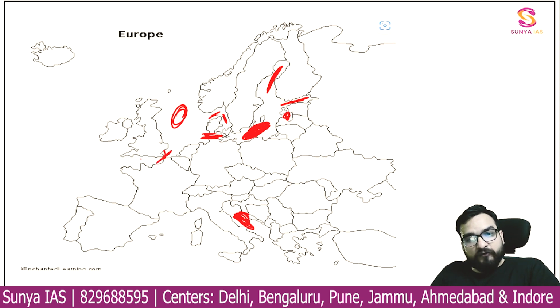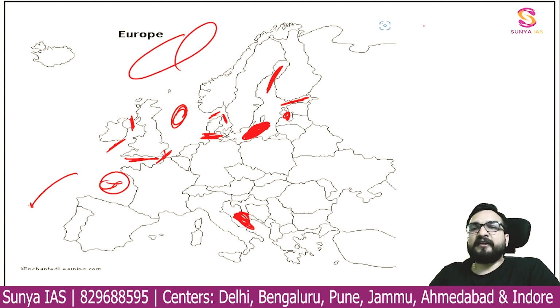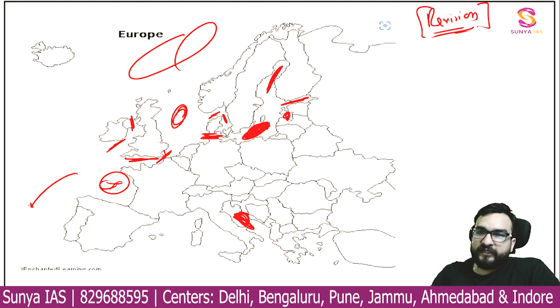Then over here, one is the Dover Strait. This is your English Channel. This is your St. George's and North Channel. This is your Bay of Biscay. You are coming to the Atlantic Ocean. Over here you will find the Norwegian Sea. This is the revision which I am doing of Europe, so this is going to be fast. This is going to be fast, guys, right?